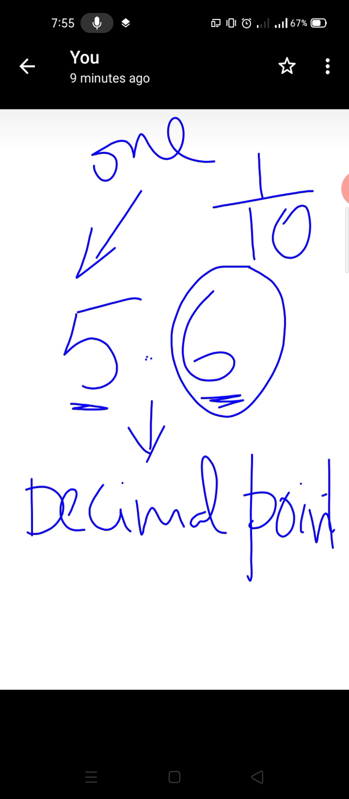For example, 13.50. 3 is in the ones place, we know. Next, 1 is in the tens place. But what about 5? 5 is in the tenths place. And 0 is in the hundredths place. We will find the place value. Simply we multiply 3 into 1 plus 1 into 10 for the whole part. Now how to find it for the decimal part? 5 into 1 by 10 plus 0 into 1 by 100.